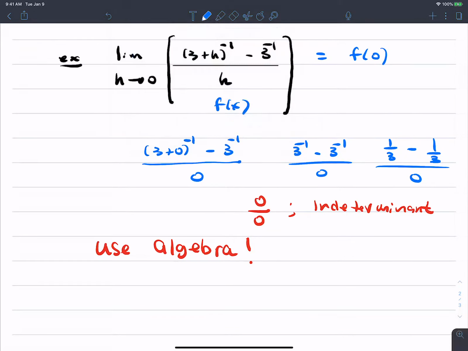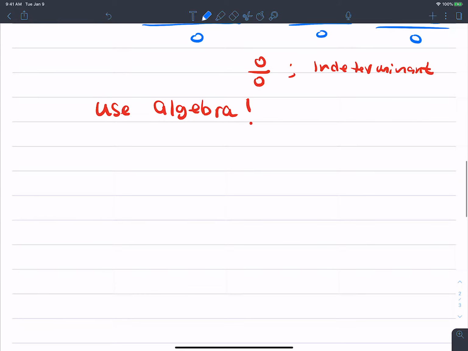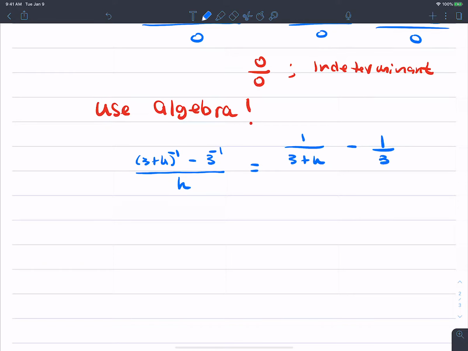So the algebra here is (3 plus h) to the minus 1 power minus 3 to the minus 1, and this is over h. Here's our algebra. The definition here of (3 plus h) to the minus first power is going to be, ladies and gentlemen, 1 over 3 plus h, minus 1/3, over h.